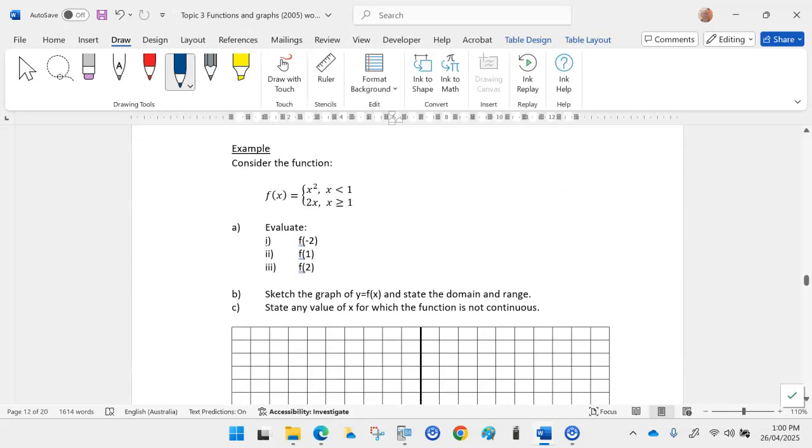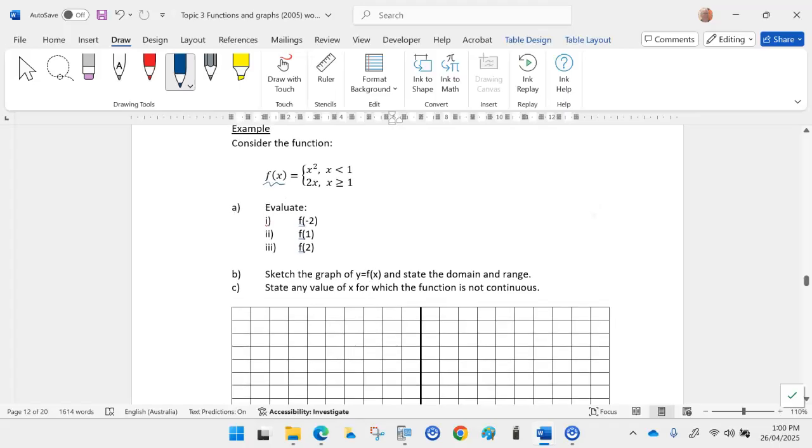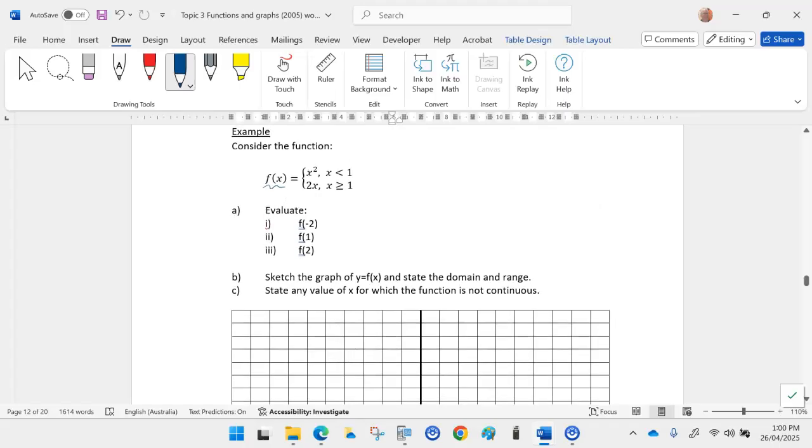Next one. Okay, consider this function. It's a piecewise function, but this time only 2 different parts of it. There's f(x), or y, is equal to x squared for values of x less than 1, or f(x) is equal to 2x for values of x greater than or equal to 1. So if I was to take values and put them into f(x), what would they equal? For example, what would f of negative 2 equal?